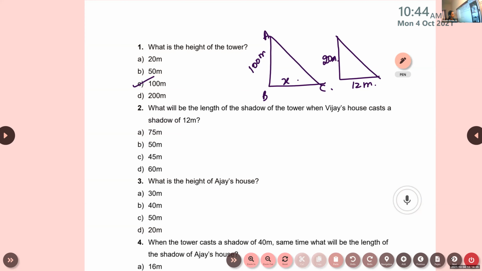Is it clear, Melvin? Yes, ma'am. Earlier it is given 20 and 10. Now the length of the shadow of Vijay's house is changed. Instead of 10, now it is 12. 60. Okay, the method is same. You can do 100 by 20 is equal to x by 12. The sides will be proportional. 60 meters. Yes, correct. It is 60 meter.